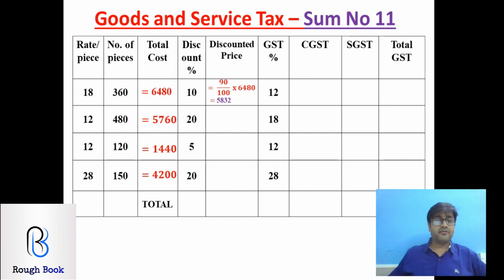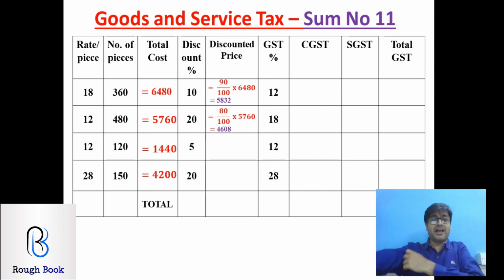Go ahead. 5720, 80%. So 576 ka 80%. 8 6 are 48. 8 7 are 56 or 60. 46. Do I get 4608? If I don't get this correct, I'll stop the video here only. I was joking, but I got it correct.